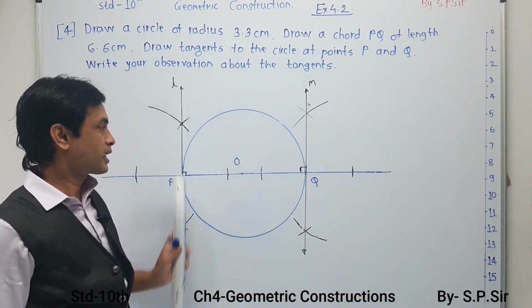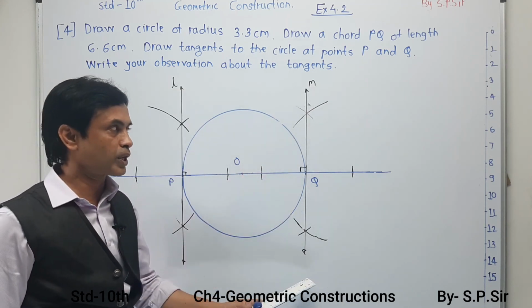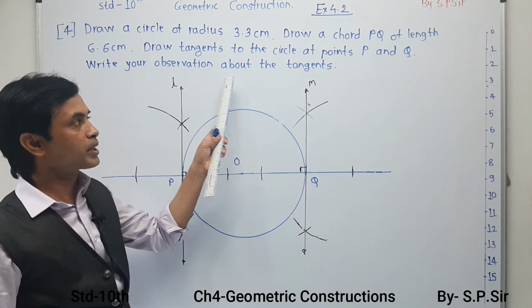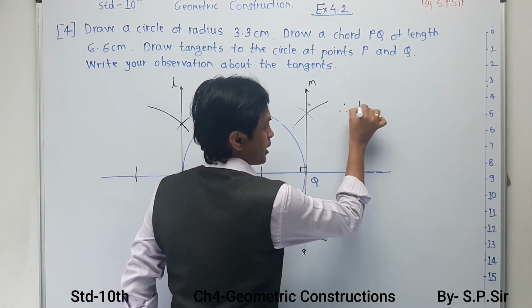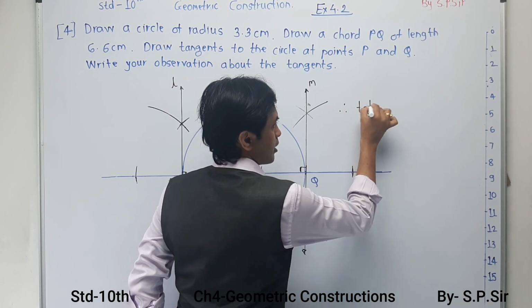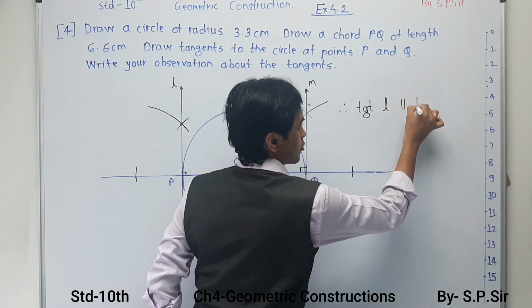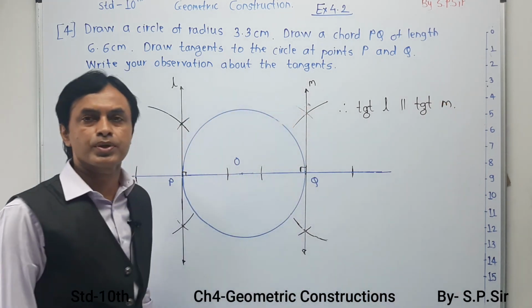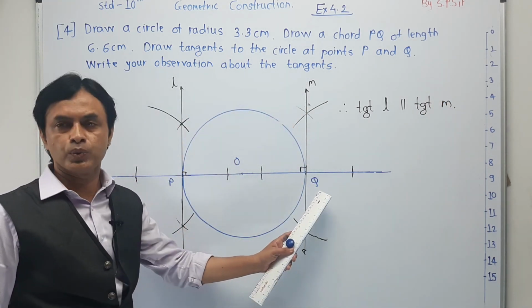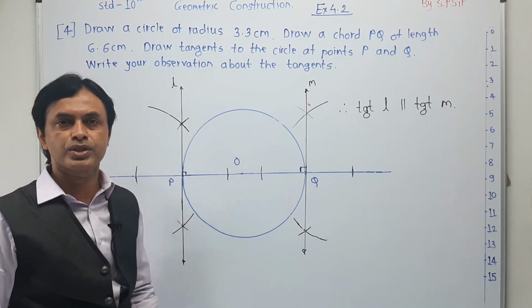Naturally you can say that tangent L is parallel to tangent M, and that is nothing but the observation about tangents. So you can say that tangent L is parallel to tangent M, and this is your observation for chord PQ, which is nothing but the diameter of 6.6 centimeter.